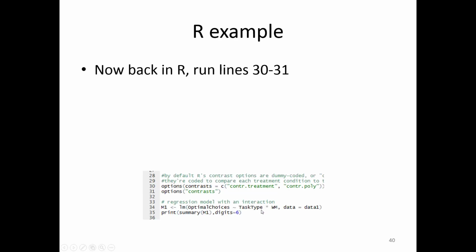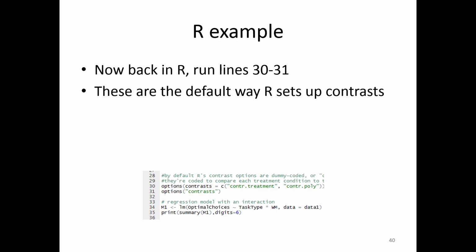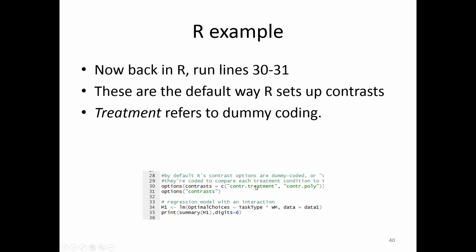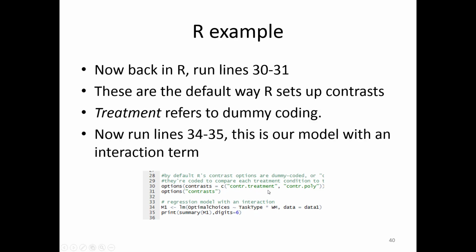So now back in R, let's run lines 30 and 31. Okay, so line 30 and 31, this is just going to set up the default way R sets up contrast. So you probably won't even have to run these lines. I had to run them because down below I reset them as something else, and so then I had to reset them as the defaults. So treatment right here refers to dummy code.